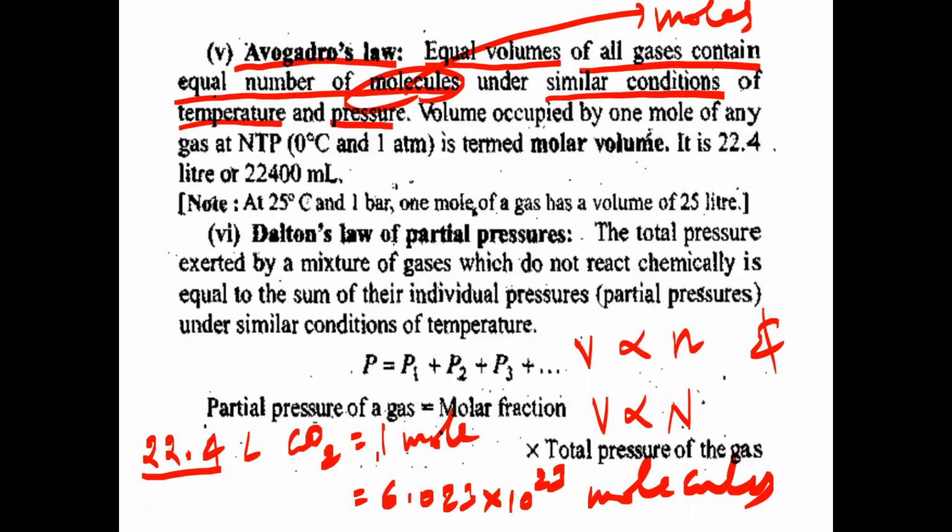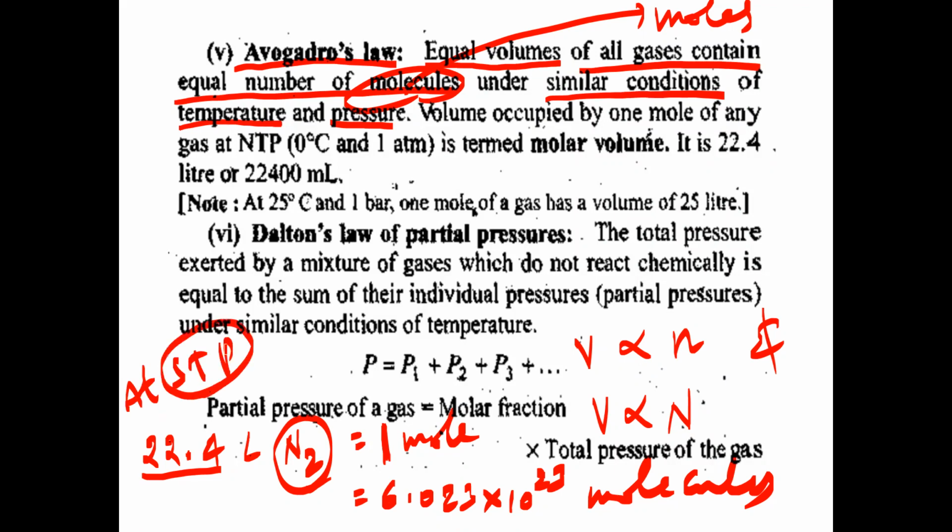If you take 1 mole of CO2, that is 22.4 liters. If you take the same volume of N2 gas, nitrogen gas, 22.4 liters, that also contains the same number of moles, 1 mole, and the same number of molecules, 6.023 into 10 power 23 molecules. There is no change in the number of moles and molecules if you take the same volume under similar conditions of temperature and pressure. We say at STP here.